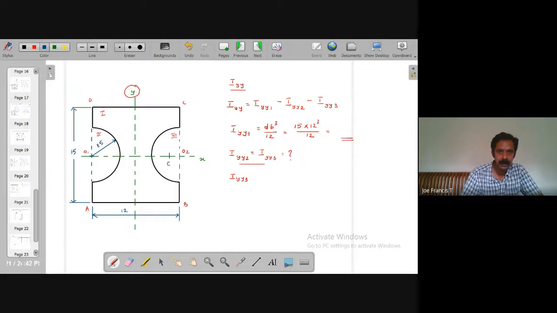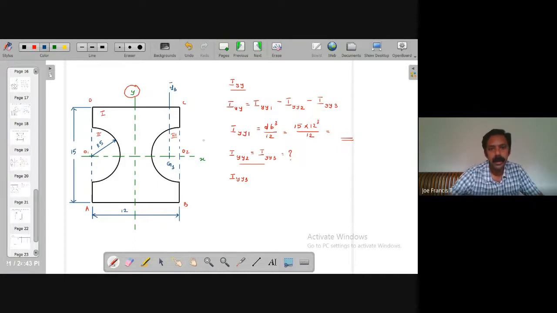Suppose this distance is, say, G3. The centroid is here, so you should assume an axis passing through the centroid. I'll assume an axis here. Suppose you have an axis here. I shall call that y3 bar.